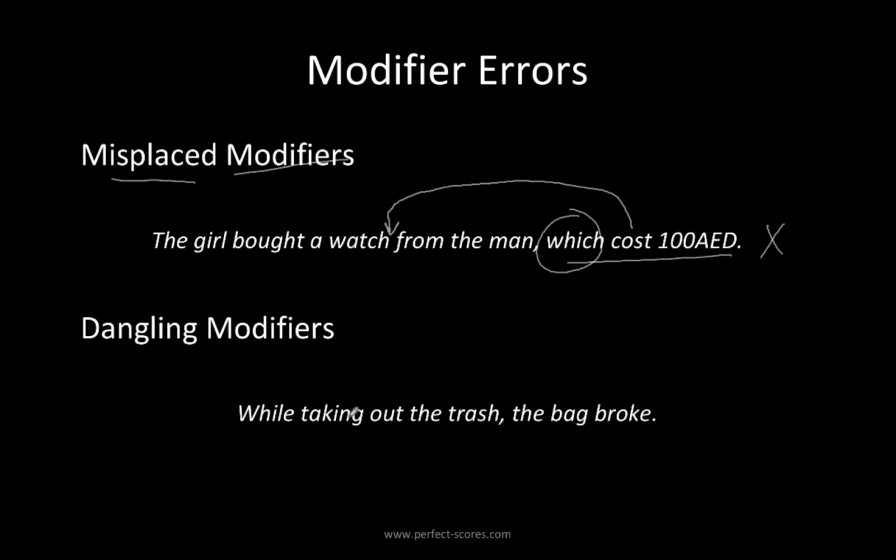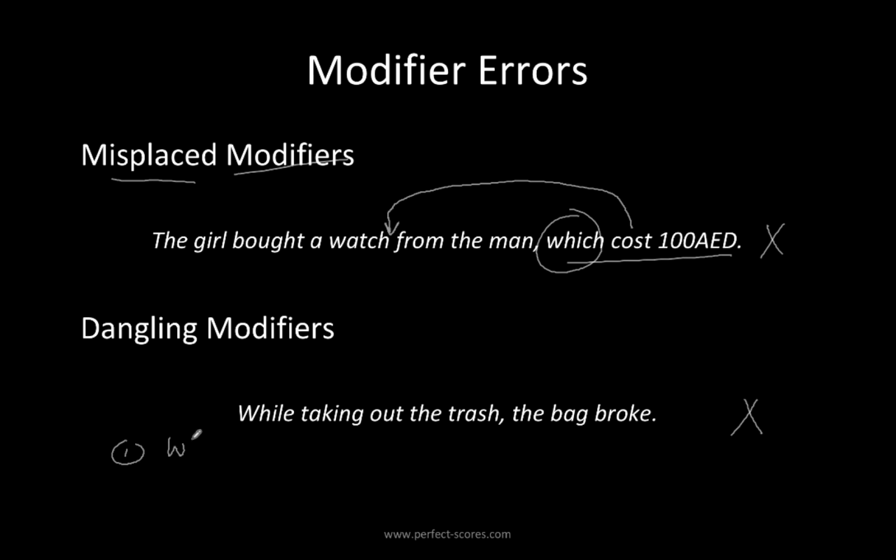Let's look at the sentence. While taking out the trash, the bag broke. Now grammatically it may seem fine, but meaning-wise it's a wrong sentence because it looks like the bag was taking out the trash. So it's a dangling modifier. We don't know it refers to what. So there are 2 options. Option number 1, you convert this active voice sentence into a passive voice.